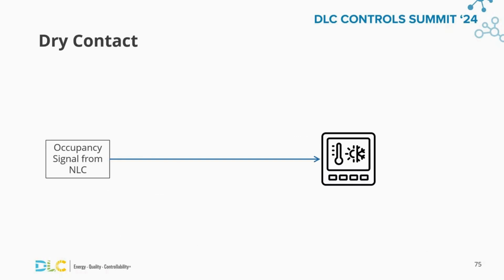In this method, a wire sends a signal from the NLC to each thermostat or controller that can dial back the ventilation and temperature conditioning when a space is vacant.